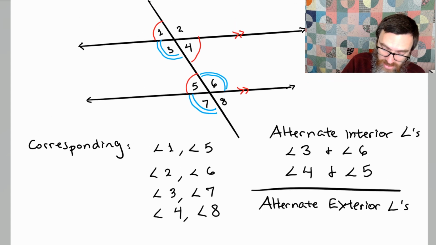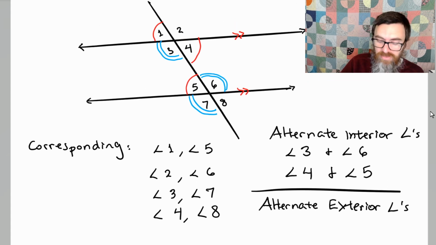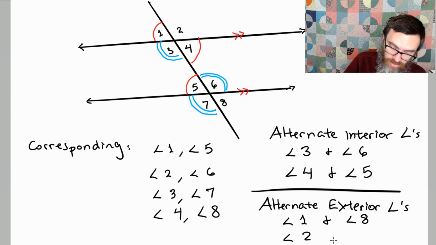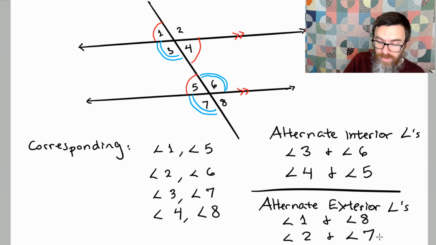So these are going to be the guys that are, again, on opposite sides of the transversal, and on the outside of your parallel lines. So alternate exterior. So on the other side of the parallel lines and on the other side of the transversal. So angle 1 is an alternate exterior angle to angle 8, and angle 2 with angle 7. These guys will be congruent.